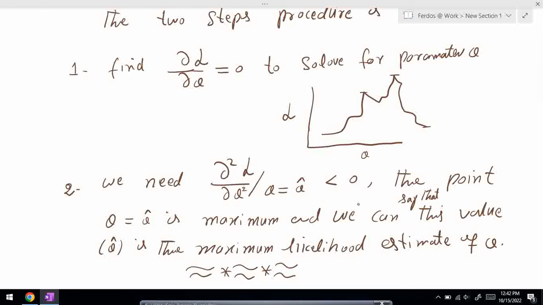To summarize this video tutorial, we learned about the likelihood function, the log likelihood function, and the two-step procedure. First, calculate the first partial derivative, equate it to 0, and solve for a value of theta, but we are not sure whether it is a maximum or minimum. Secondly, we calculate the second partial derivative with respect to theta and check whether it is less than 0 at the value of theta from the first step. If it is less than 0, then this is the maximum, and it is the maximum likelihood estimate of the unknown parameter theta.